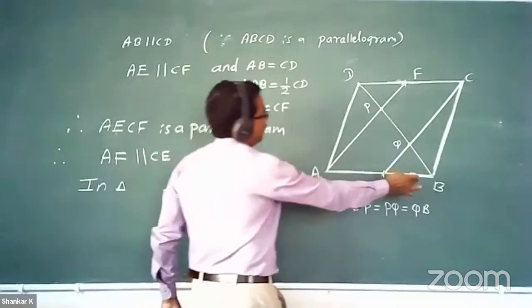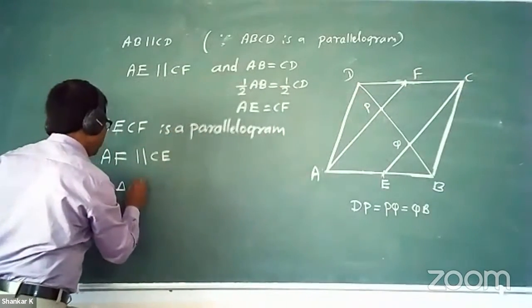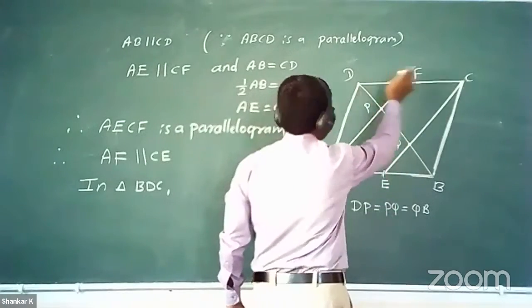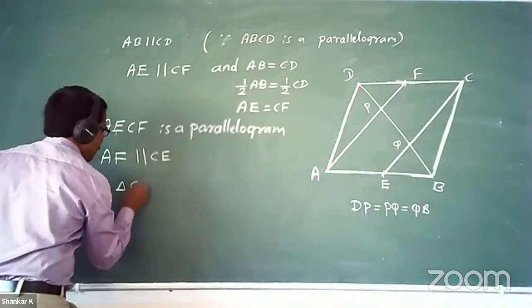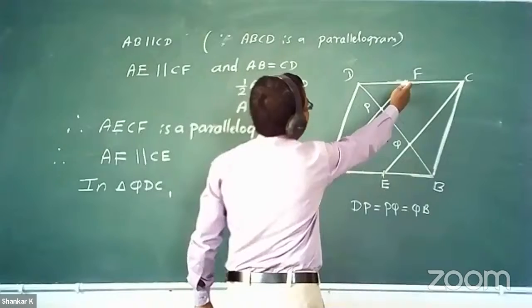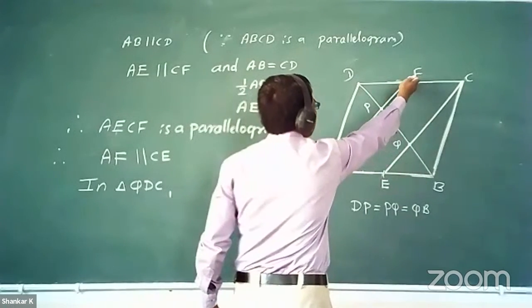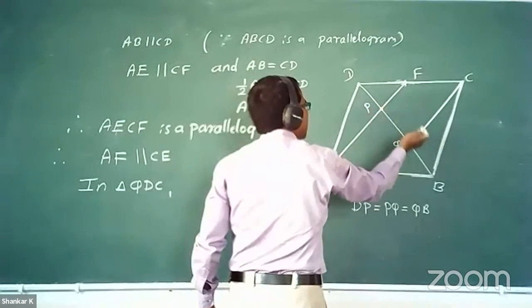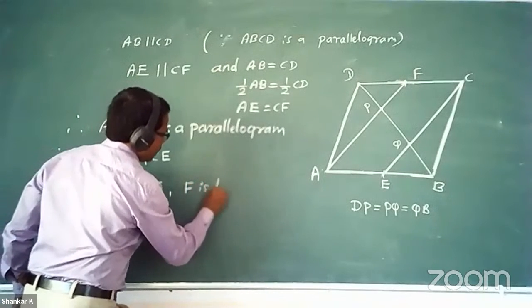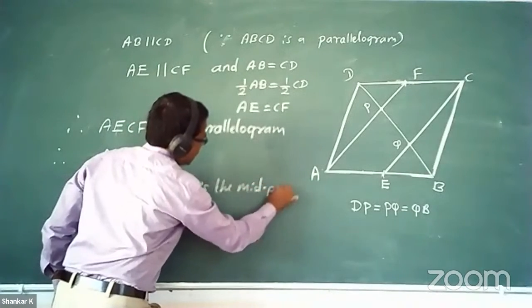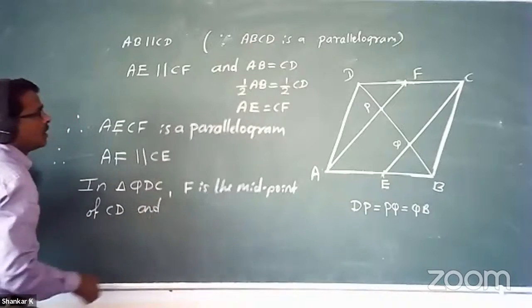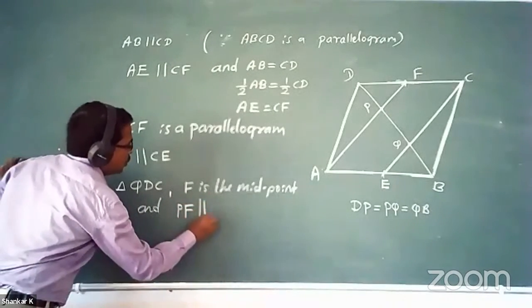Next, in triangle BDC, in triangle QDC. F is the midpoint of CD and PF is parallel to QC.